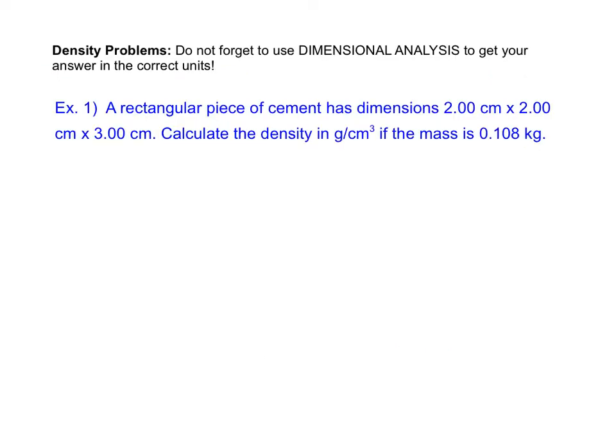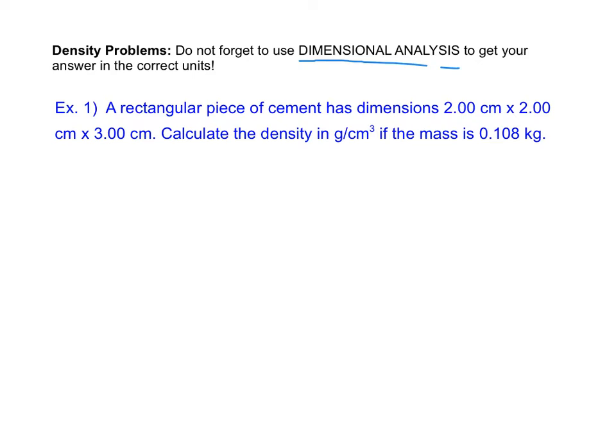So next we've got some density problems. We are going to be using dimensional analysis again, that way we can get any kind of unit conversion done with the math. We are actually not going to do algebra on these. I'm going to expect to see density done with dimensional analysis. Our first example: a rectangular piece of cement has the dimensions of 2 by 2 by 3 centimeters. We need to calculate that density in grams per centimeter cubed, and we're given that the mass is 0.108 kilograms.